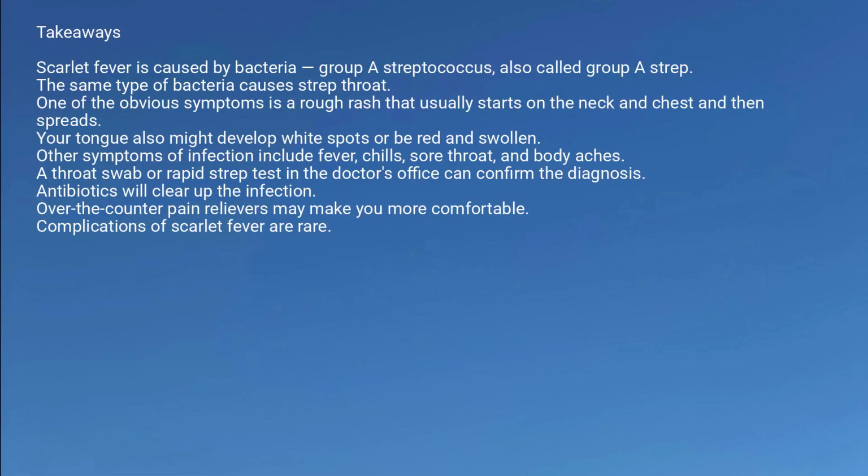Takeaways. Scarlet fever is caused by bacteria, group A Streptococcus, also called group A strep. The same type of bacteria causes strep throat. One of the obvious symptoms is a rough rash that usually starts on the neck and chest and then spreads. Your tongue also might develop white spots or be red and swollen. Other symptoms of infection include fever, chills, sore throat, and body aches.